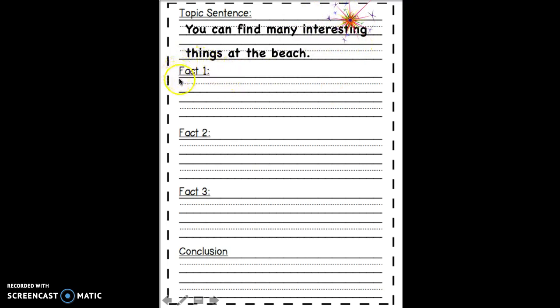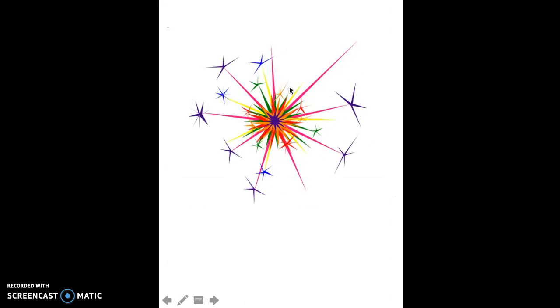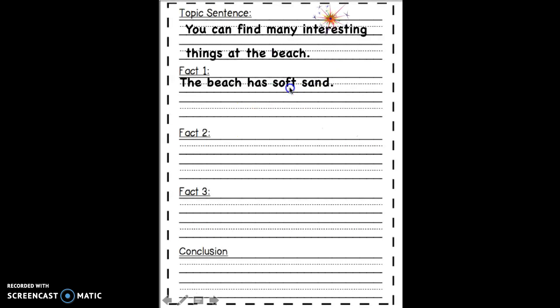Let's move on to fact 1. We have to write 3 facts about the beach. Or maybe you chose the desert or the tundra, but I'm choosing the beach. Let me do my first fact. The beach has sand. I need some sparkle words in that sentence. Oh, the beach has soft sand. That's way better, way more interesting.